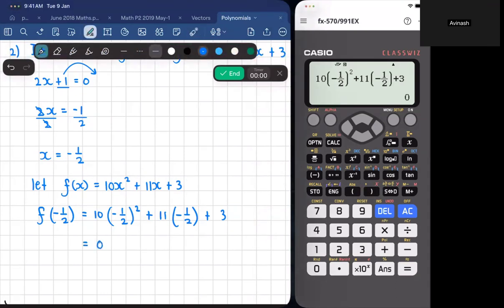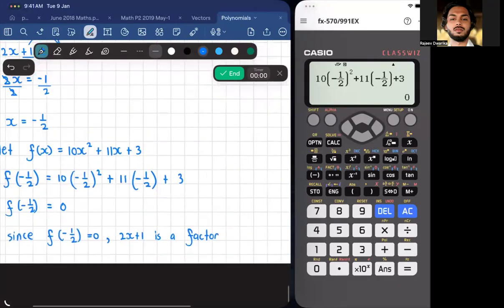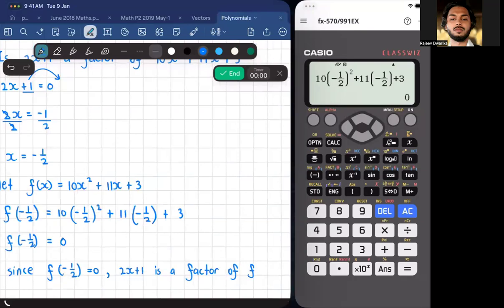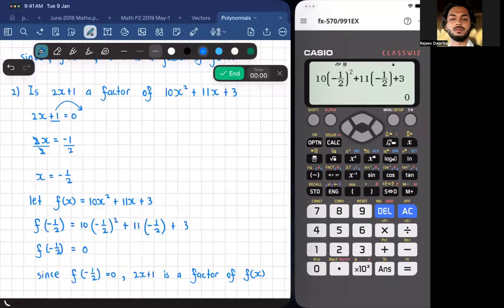So 0. My question is, since you need to write the statement, right? Since f of minus a half was equal to 0, you would say 2x plus 1 is a factor of f of x. Nice. So that's the working you're supposed to have. You okay with that? Yes, sir. Thanks, sir. No problem.